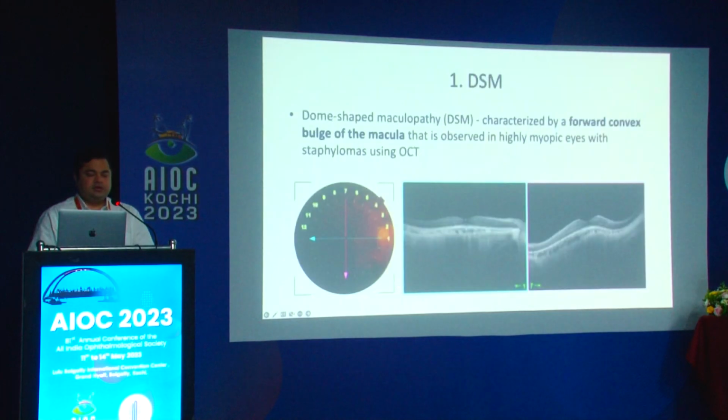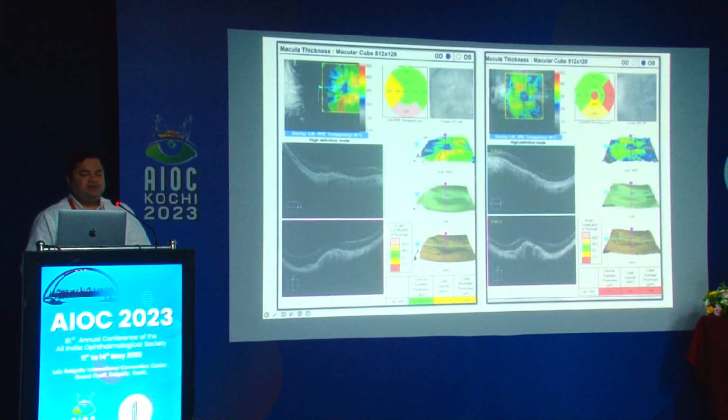We'll start with DSM. Dome shaped maculopathy is characterized by a forward convex bulge of the macula that is observed in highly myopic eyes, especially on OCT. You need to go to the vertical scans of this OCT. If you look at the horizontal scan, you may not be able to capture it, but a vertical scan will show this forward convex bulge. Same thing here, the horizontal scans in one of the patients does not reveal the bulge. However, there is presence of a CNV in one of the patients here, with the bulge.